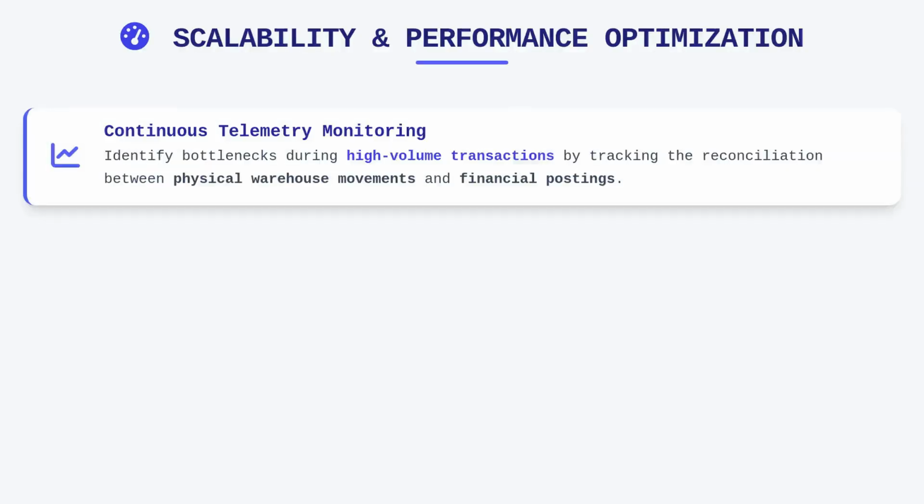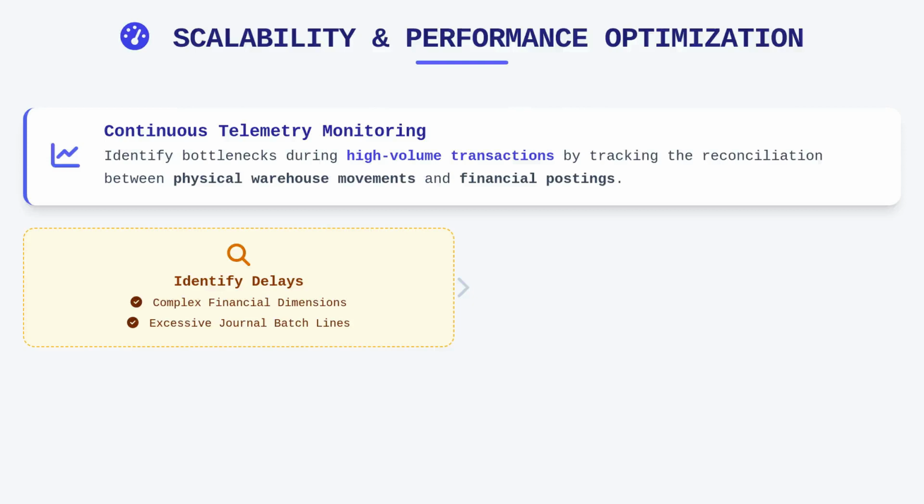To ensure the system remains scalable, administrators should continuously monitor performance, particularly when large volume transactions hit the ledger simultaneously. Telemetry data can help identify bottlenecks in how the system handles the reconciliation between physical warehouse movements and financial postings. If you notice delays during the posting process, check if the issue resides in complex financial dimension validation or an excessive number of lines within a single journal batch.